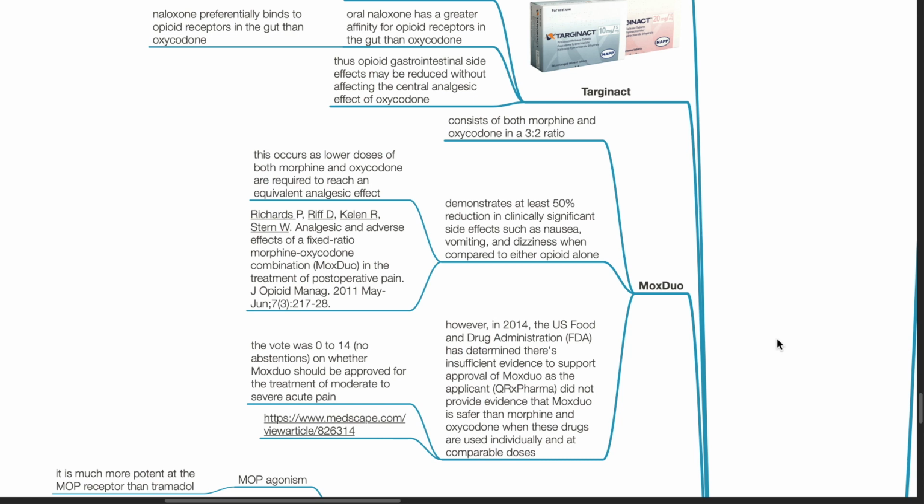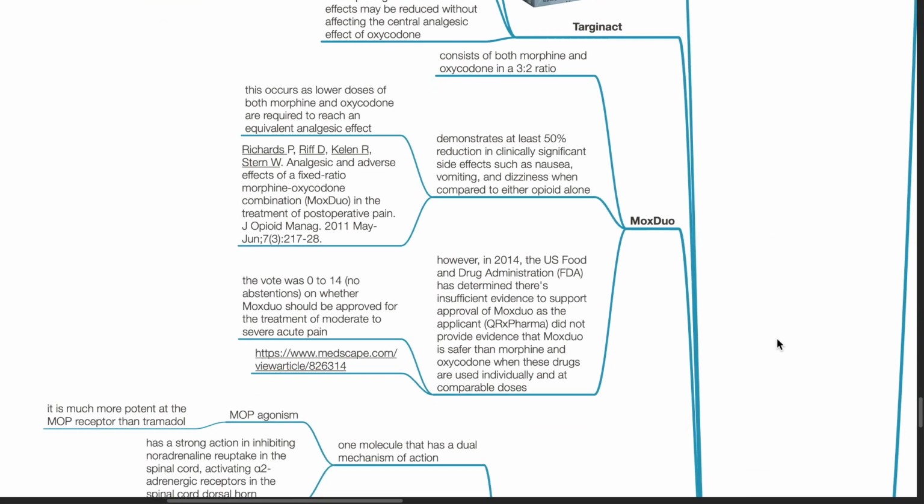However, in 2014, the US FDA determined there is insufficient evidence to support the approval of Mox Duo, as the applicant did not provide evidence that Mox Duo is safer than morphine and oxycodone when these drugs are used individually and at comparable doses.